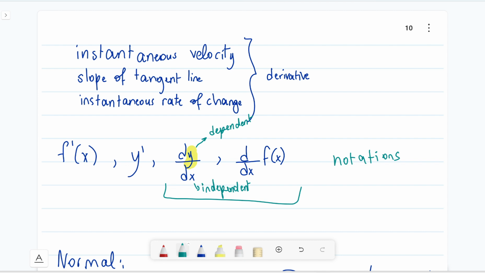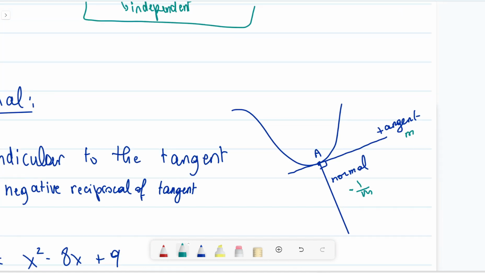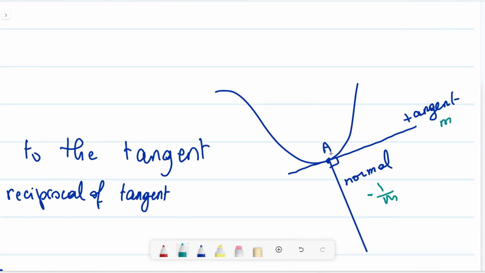Now let's use what we have learned so far about derivatives being the slope of the tangent line, and try to find the equation of the normal. The normal is the line that is perpendicular to the tangent. Let's look at this graph. If the tangent at point A is this line that I'm highlighting right now, then the normal is the line that I will highlight in green. It also passes through the point A.